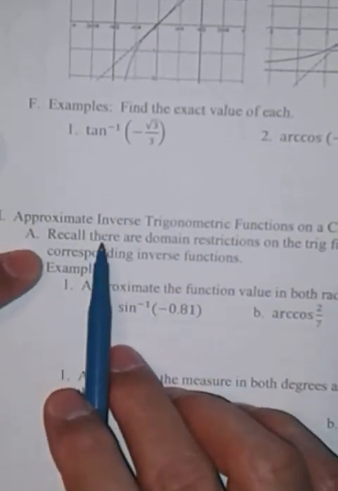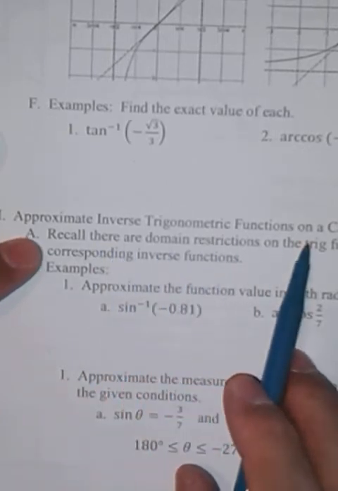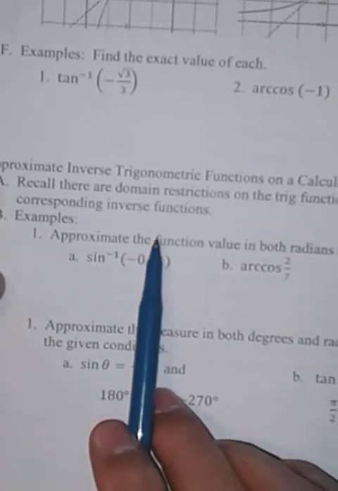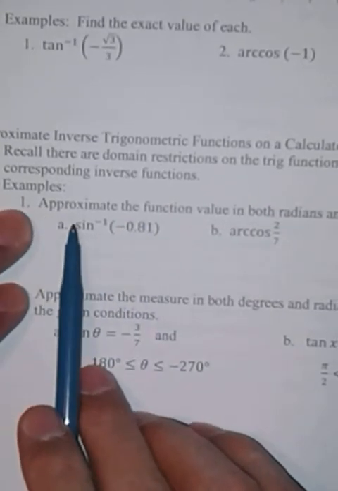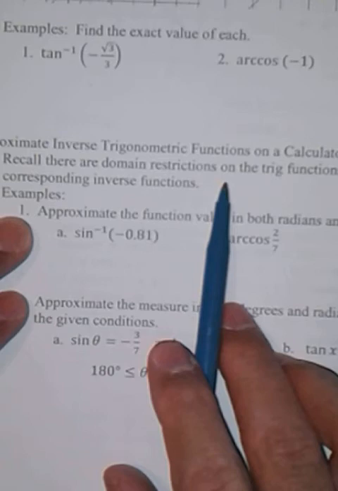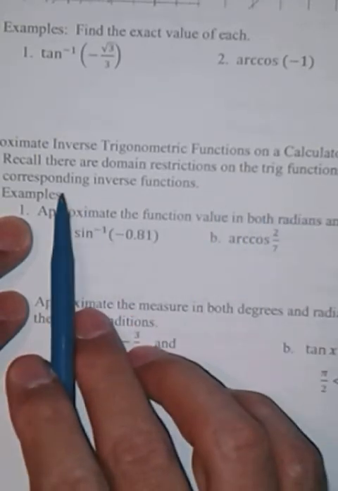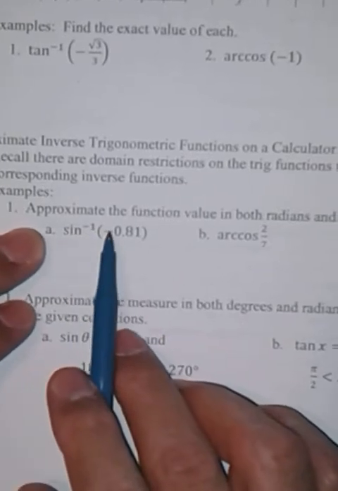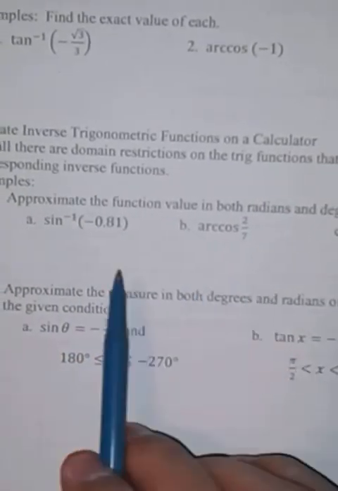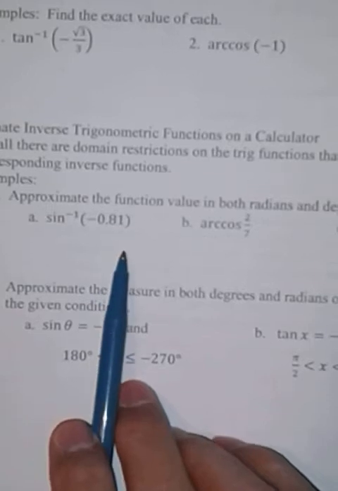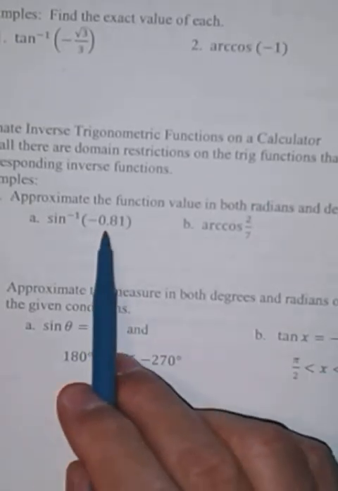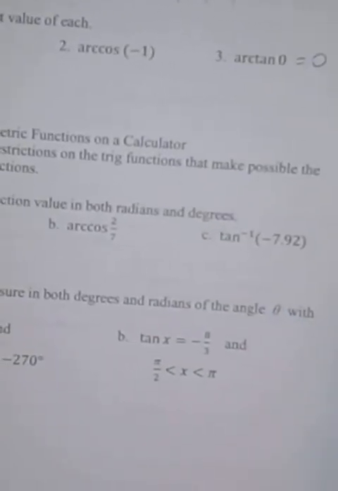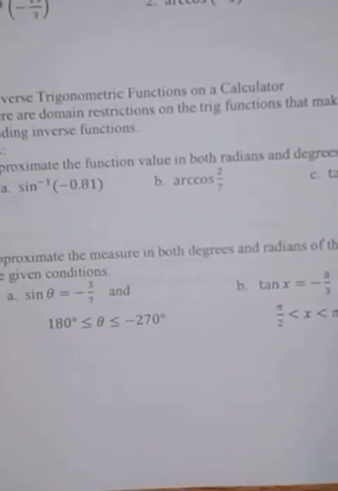All right. Approximate inverse trig functions on a calculator. So let's take a look at the kinds of questions. Let's read this. Recall there are domain restrictions on the trig functions that make possible the corresponding inverse functions. Okay. So approximate the function value in both radians and degrees. Sine inverse of negative 0.81, cosine inverse of 2/7, and tangent inverse of negative 7.92.